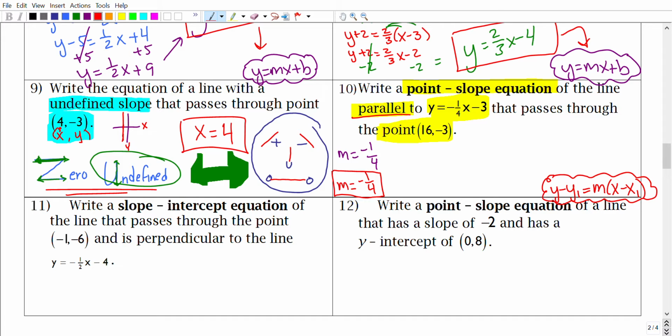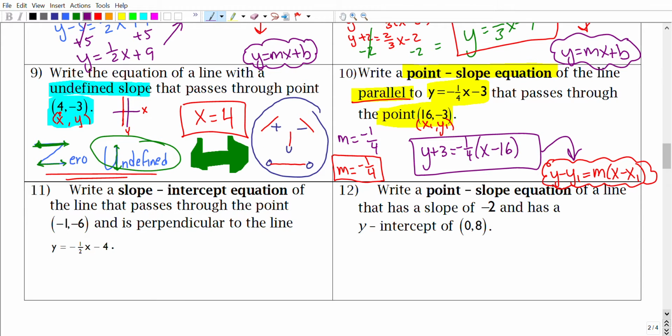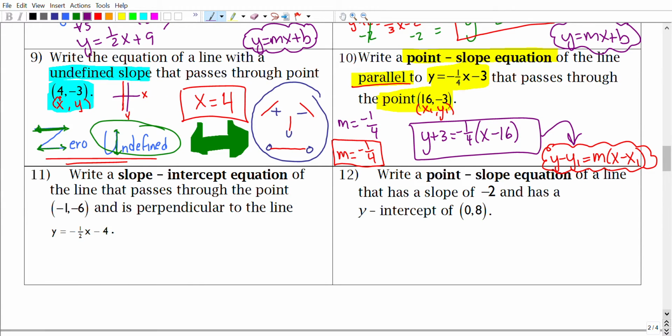Now, I have a slope, I have a point, so I can go straight to writing my point-slope equation. So what do I get? I get y minus my y1, which is a negative 3, so this is actually a positive 3. Now I write my slope, which is -1/4, parentheses x minus 16. So this is my final answer, and it is of that form, so I know the form is correct.